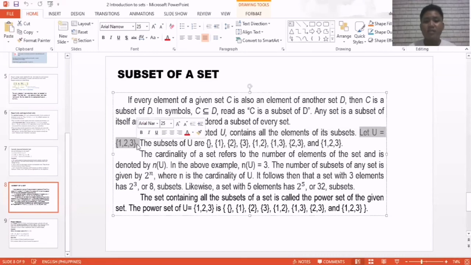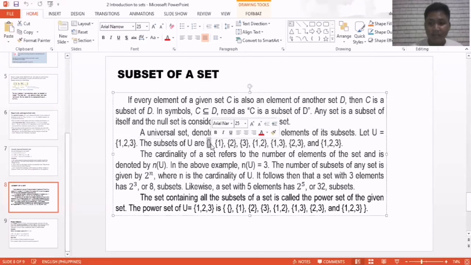So the subset, magsa-start siya kay empty set or null set. Ano yung null set? Ito siya. Sometimes called as empty set. Magsa-start siya doon. So ang sagot doon is listing method lang yan siya. Dapat po may braces ka. So that is 1, sunod 2, tapos 3, sunod 1, 2, sunod 1, 3, tsaka 2, 3, tapos tatlo na sila, 1, 2, and 3.